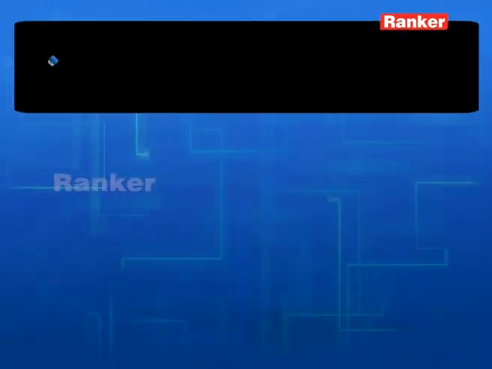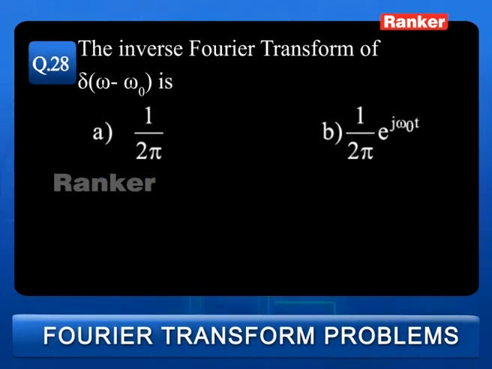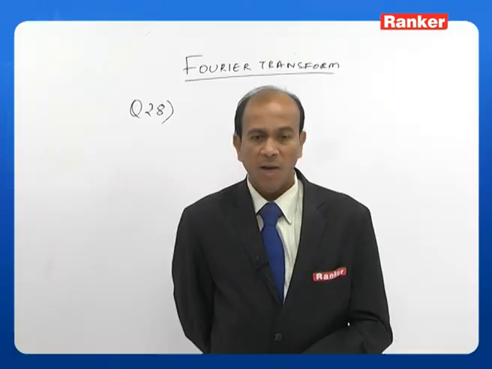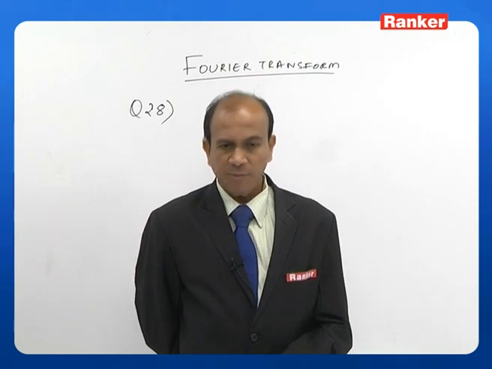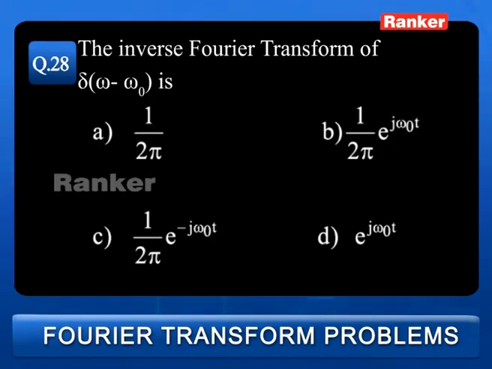Let us look at question number 28. The inverse Fourier transform of a signal delta of omega minus omega naught is A. 1 by 2 pi, B. 1 by 2 pi e to the power of j omega naught t, C. 1 by 2 pi e to the power of minus j omega naught t, D. e to the power of j omega naught t. The answer is B, where we have made use of the frequency shifting property of Fourier transforms. So the answer is B, that is 1 by 2 pi e to the power of j omega naught t.